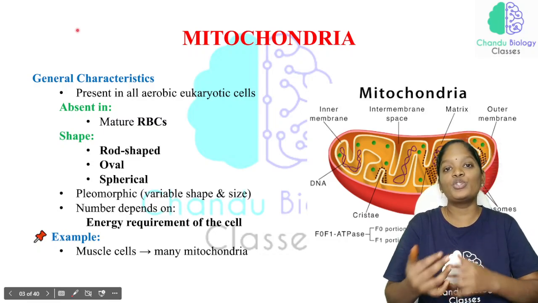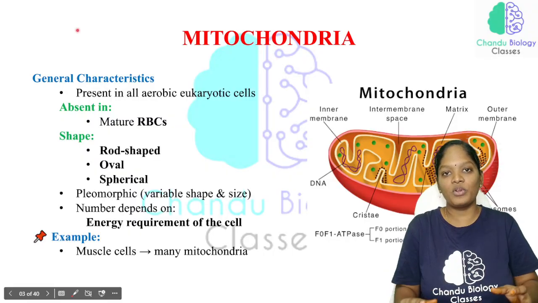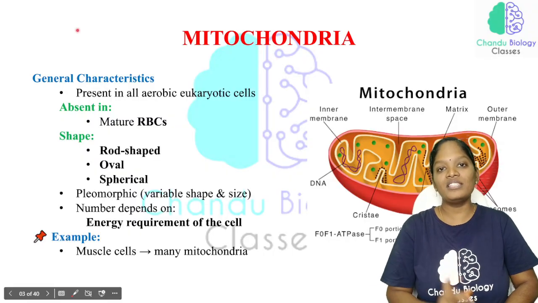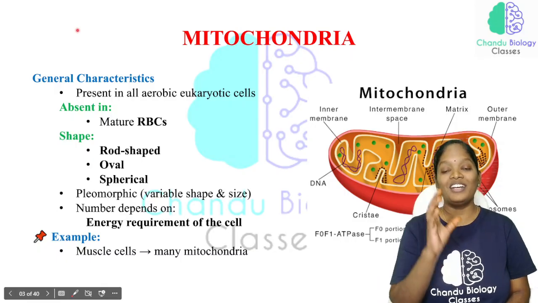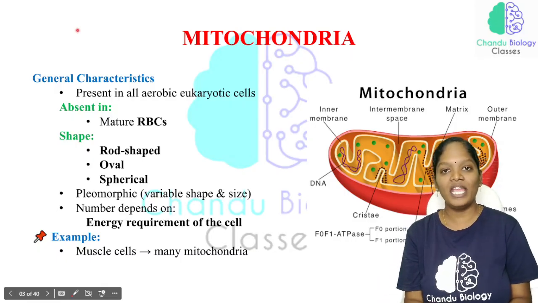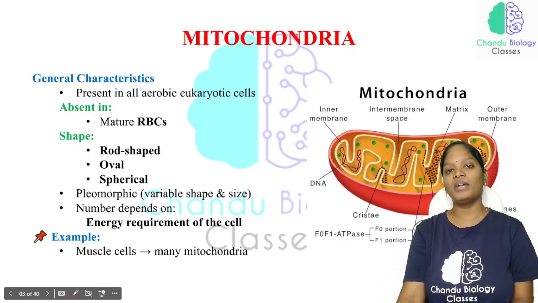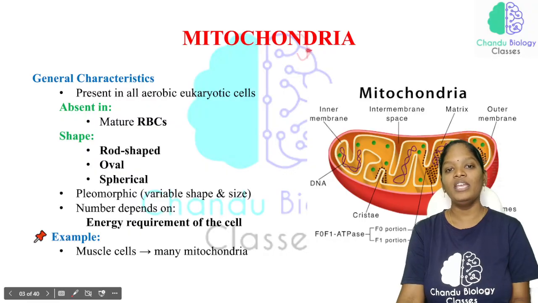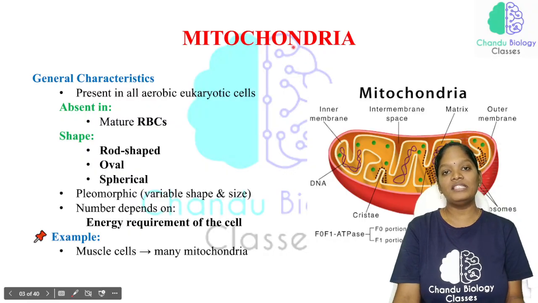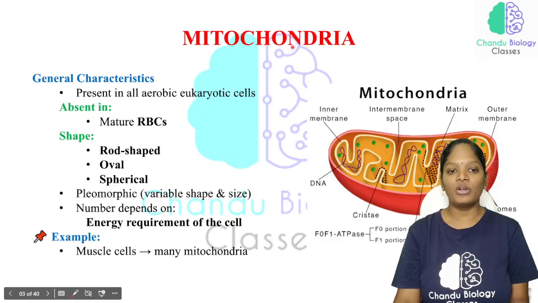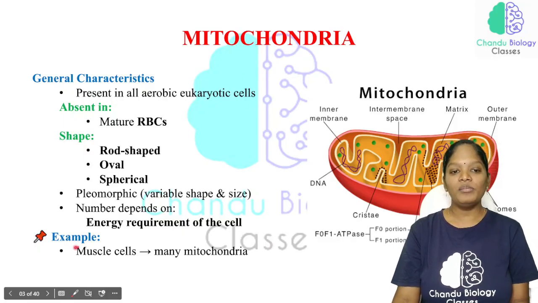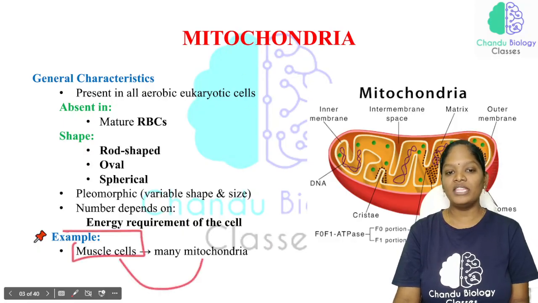The muscle needs to contract and relax. For all these processes they need a constant supply of ATP, and that will be provided by the mitochondria. So that is why the muscle cell has a greater number of mitochondria compared to all other cells.